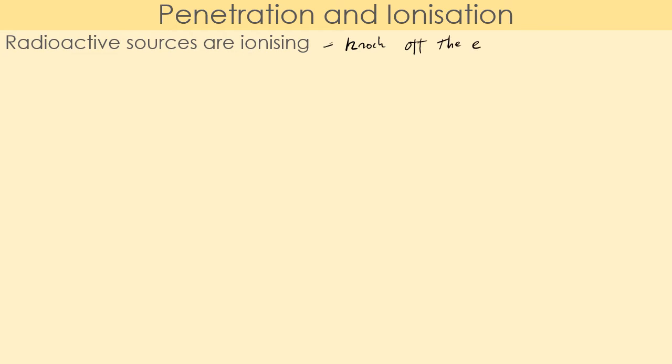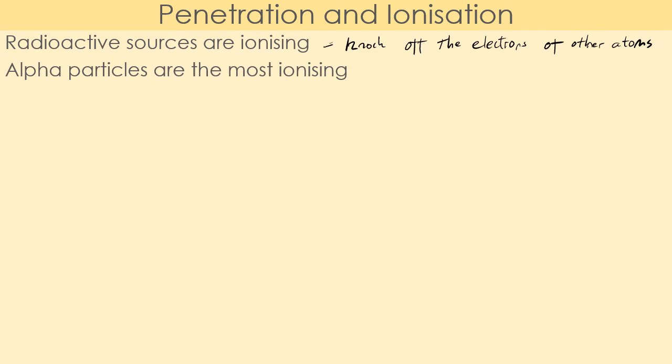So we're now going to have a look at the penetration and ionization of each particle. So radioactive sources are ionizing. That means they will crash into other atoms and knock off the electrons of other atoms. So they've made them into ions. If something's been ionized, we can say it's been irradiated, and it can cause damage.